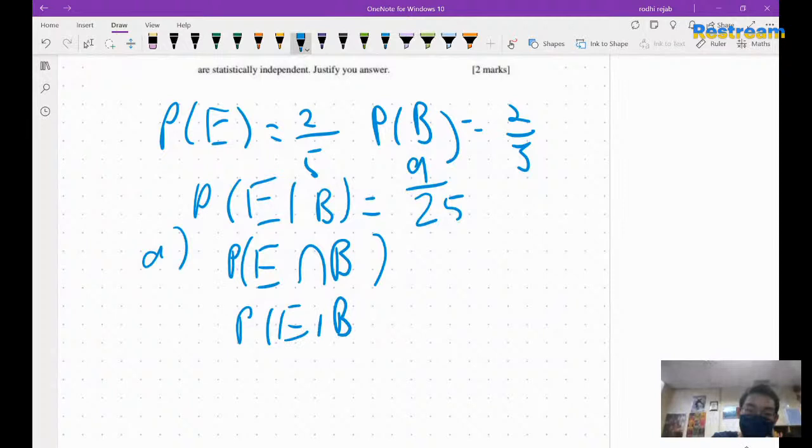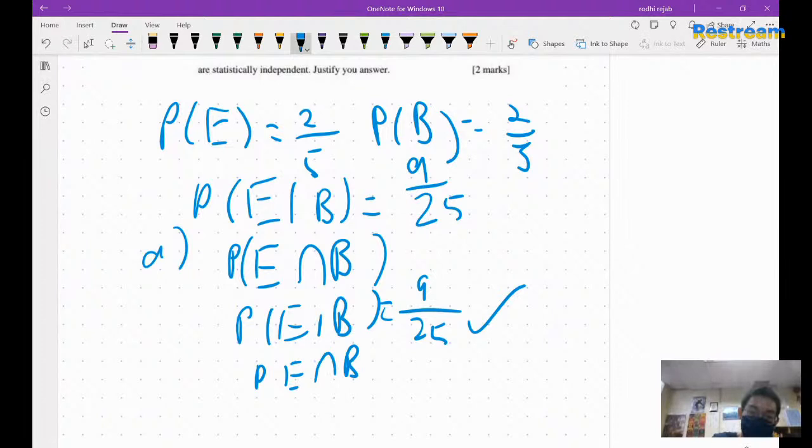This is from the question. This one is from the question. This one is from the question. So we can also change this into P(E intersect B) over P(B). This is just according to the formula. If you've remembered the formula, this is very straightforward.